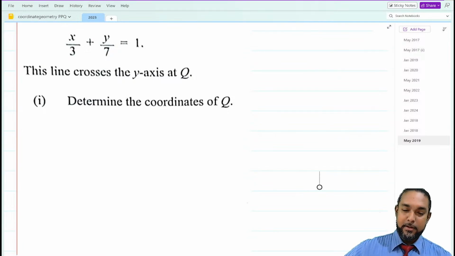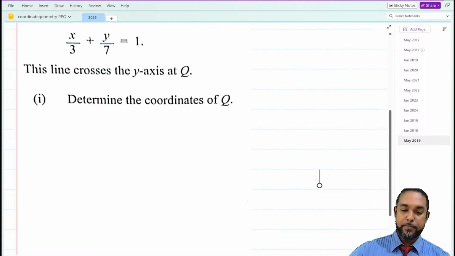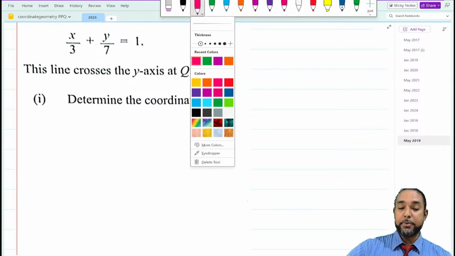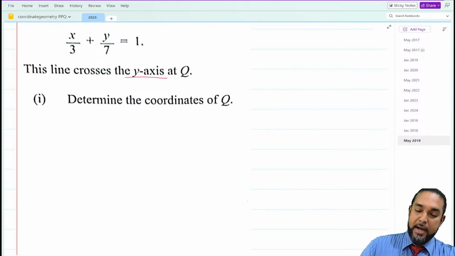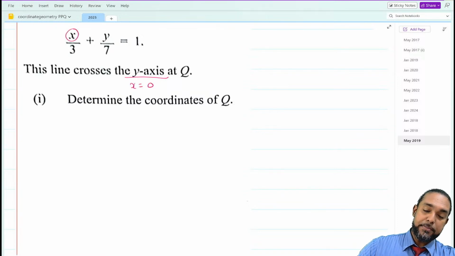Right. Okay, cool. So the line crosses the y-axis at Q, determine the coordinates of Q. We said when it crosses the y-axis, that's called the y-intercept. And on the y-axis, at every point, x is equal to 0. So what we're going to do is substitute 0 in place of x here. So 0 over 3 plus y over 7 is equal to 1.